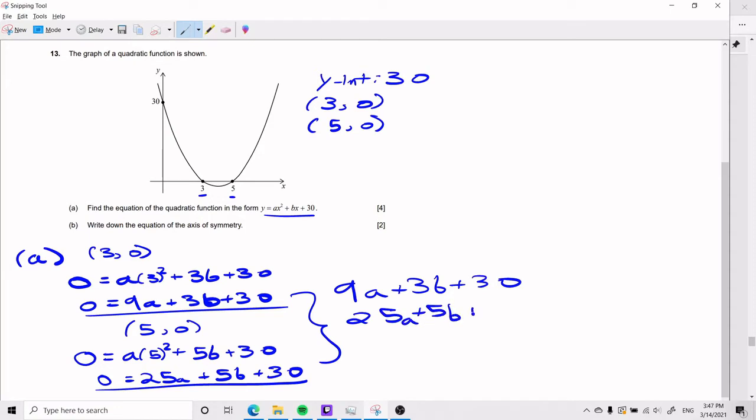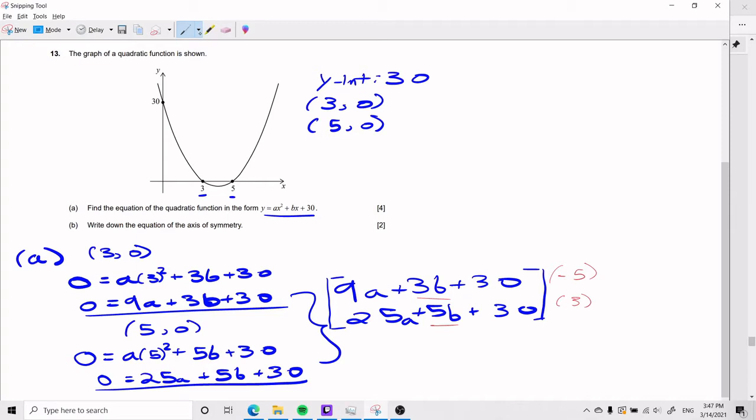And with a system of equations, the two ways you can solve it are with elimination or substitution. In this scenario, I'm going to choose elimination, but if you really like substitution, you can see how I do it at the end of the video. So I'm going to choose to multiply the top one by -5 and the bottom one by 3. Why am I doing this? So that my b's cancel out, okay?